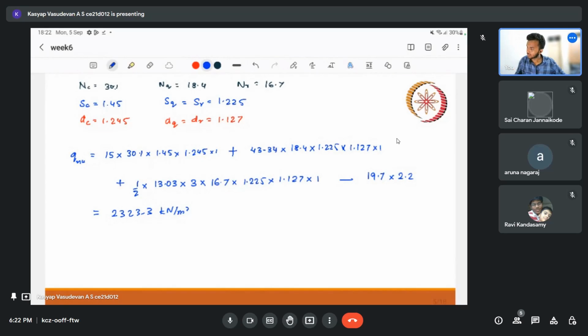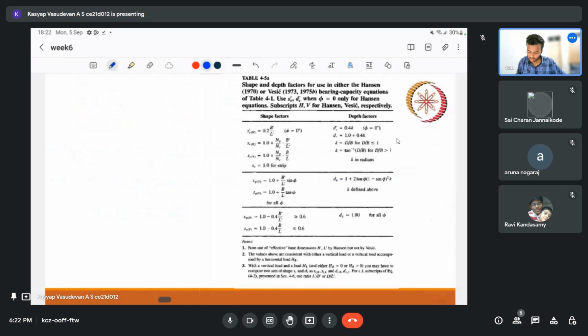So let's move on. For Hansen, I would really suggest you look at this table, because it is available in the Bowles textbook, Joseph Bowles, 1996. In this textbook, he has summarized every factor's formulas in Table 4.5. If you go through parts A, B, C, there are three tables. We'll come to that; we can get different factors. So now let us do Hansen's method.